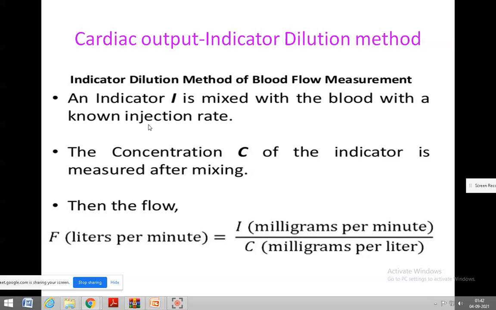So I by C will give F. F is nothing but flow, blood flow in the heart, which will be taken in the unit liters per minute. That is, for each minute, how many liters of blood are flowing in the heart will be measured.